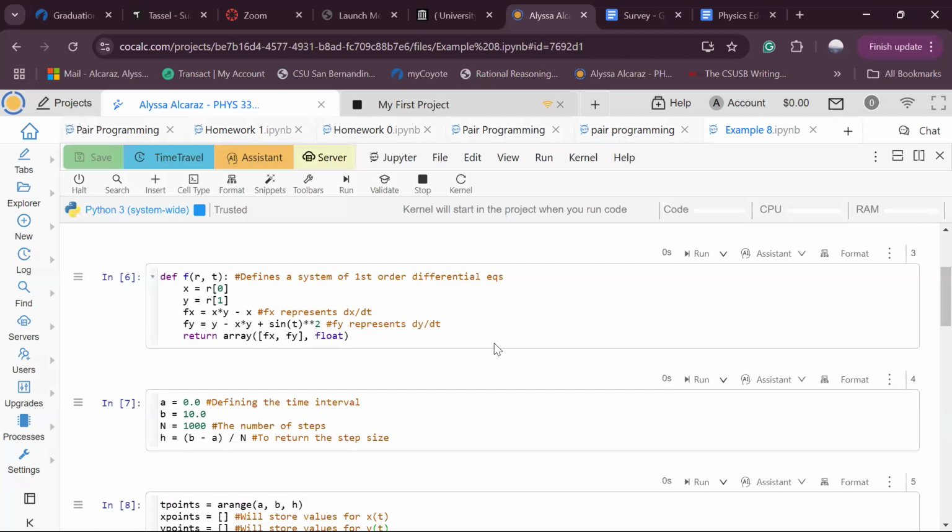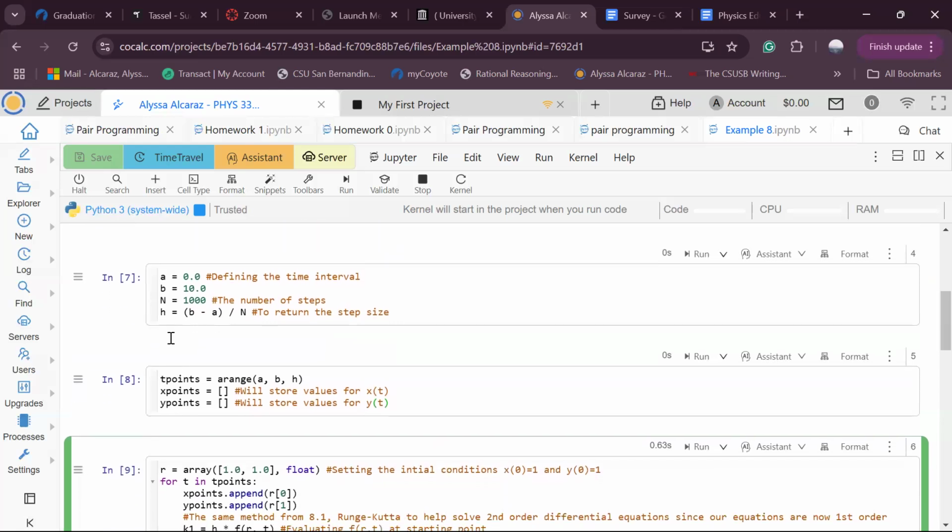Start by defining our system with our first order differential equations. We have the same setup as we've been doing for our first order differential equations. The only difference now is that our f of x and f of y represent our dx/dt and our dy/dt in this situation. So we're taking our second order differential equations, substituting for our variable y and then putting it into our defined function. And then we have the same parameters, our starting time interval from 0 to 10, our number of steps, and then our end equation to return the step size.